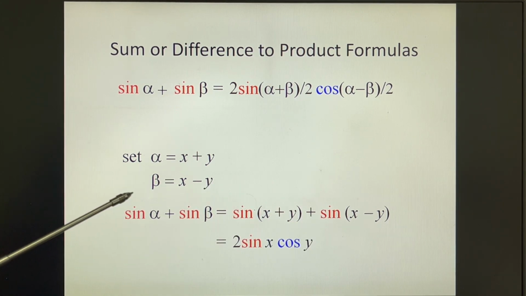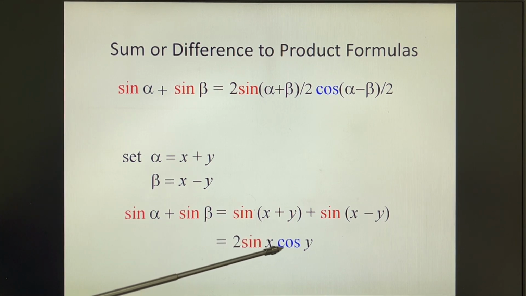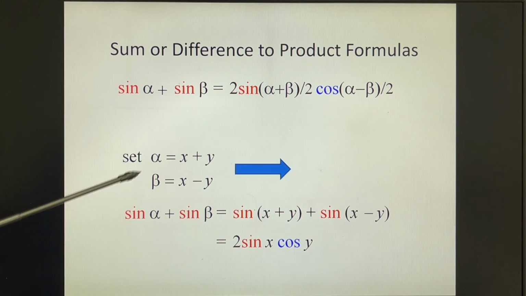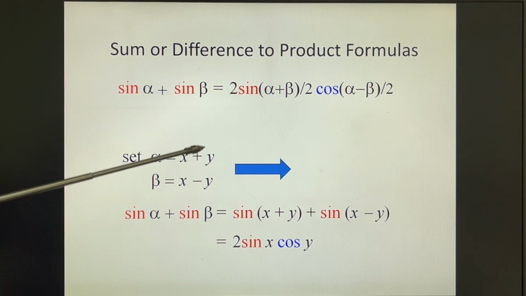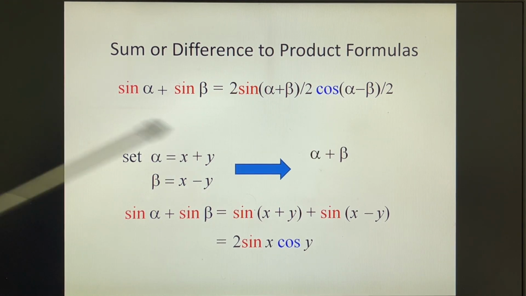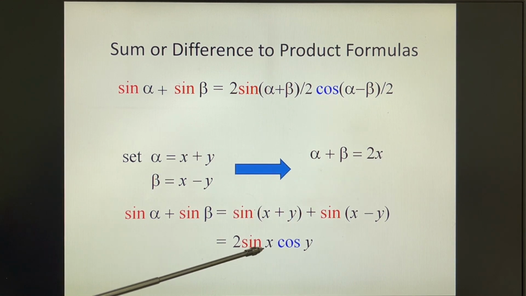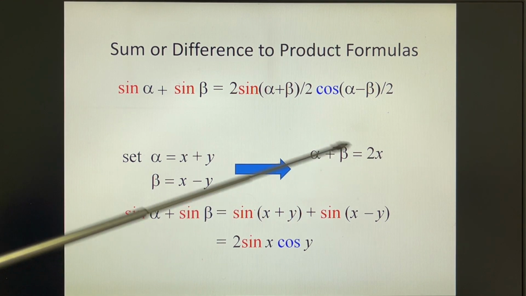This is not what we want. We want alpha beta. Replace x and y. How? Now we look this way. Alpha plus beta, y minus y cancel out, we get 2x. So alpha plus beta equal to 2x. x equal to half alpha plus beta, like this.